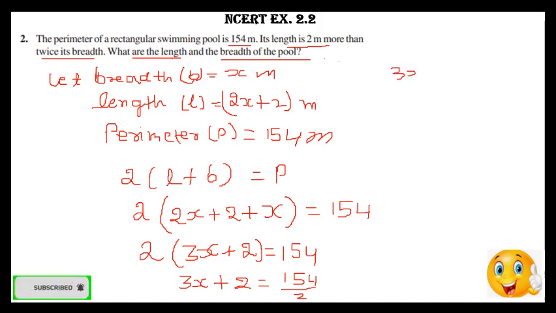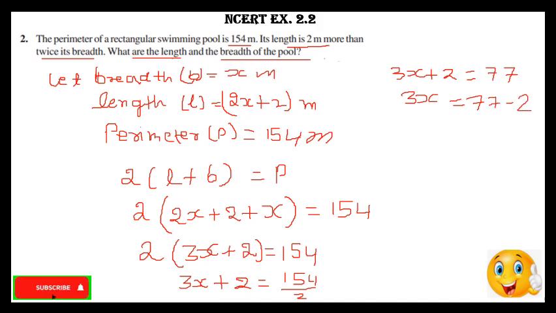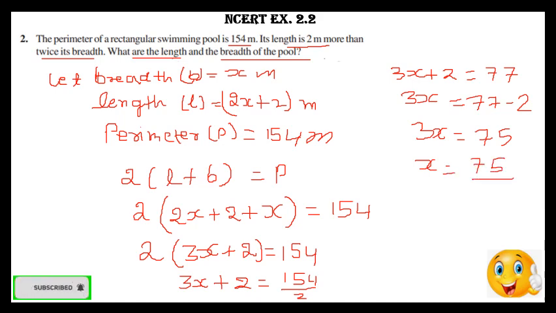So 3x plus 2 will be equal to 77. Now we have to transpose plus 2 from the left side to the right side, and it is 77 minus 2 here. So 3x is equal to 75, and the value of x we have here is 75 divided by 3, and this gives you 25.